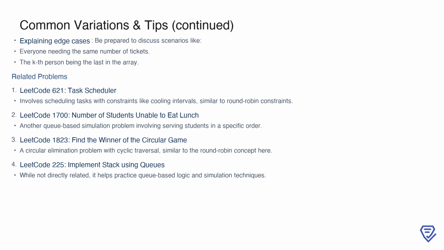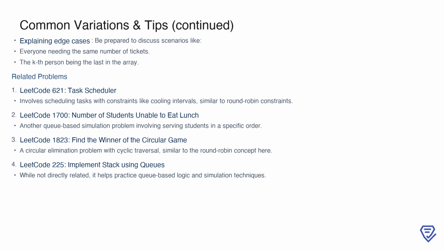Finally, let's talk about some additional considerations and related problems. Be ready to explain edge cases, such as scenarios where everyone in the array needs the same number of tickets or when the KTH person is the very last in line. These examples can help demonstrate that your solution is well-tested and robust.